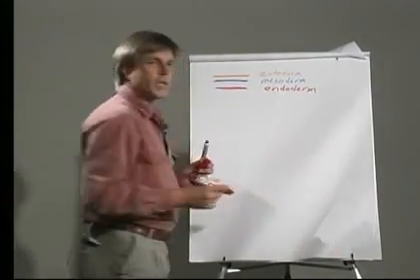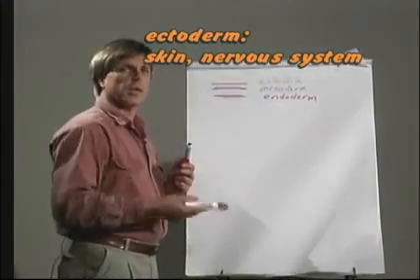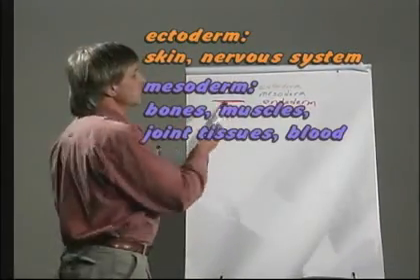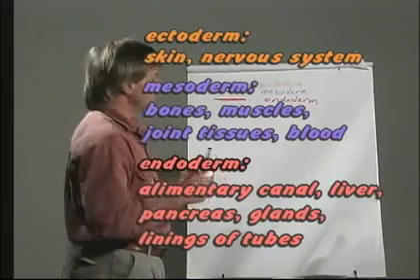Now, at this point, these cells are beginning to specialize. The ectoderm will end up forming our skin and our brain and our nervous system and other stuff, and the mesoderm will form our muscles and connective tissues, and the endoderm will form the epithelial lining of things, like the lining of the digestive tract.